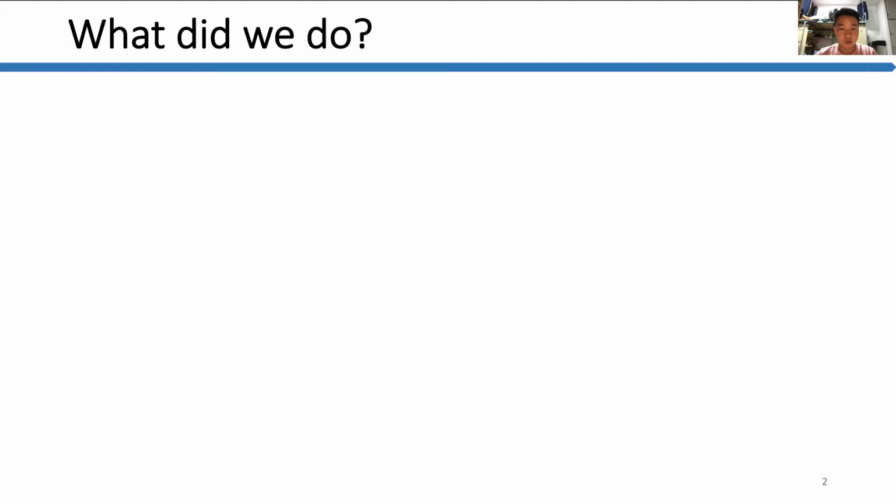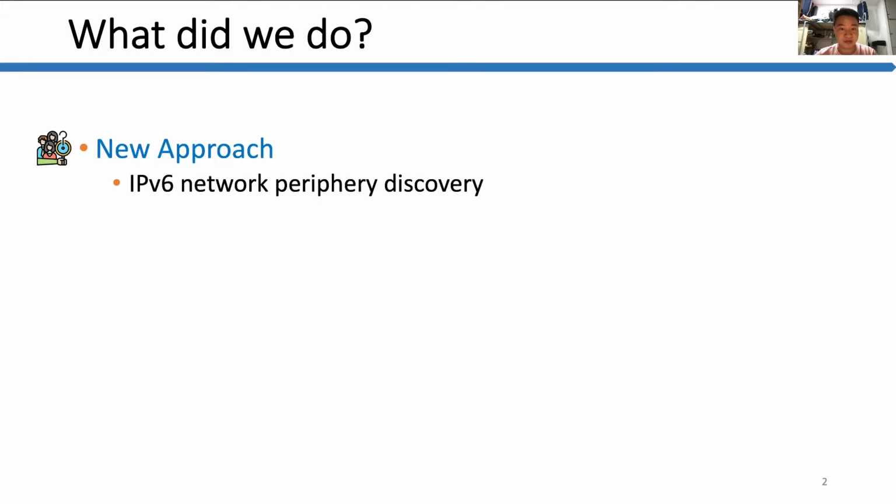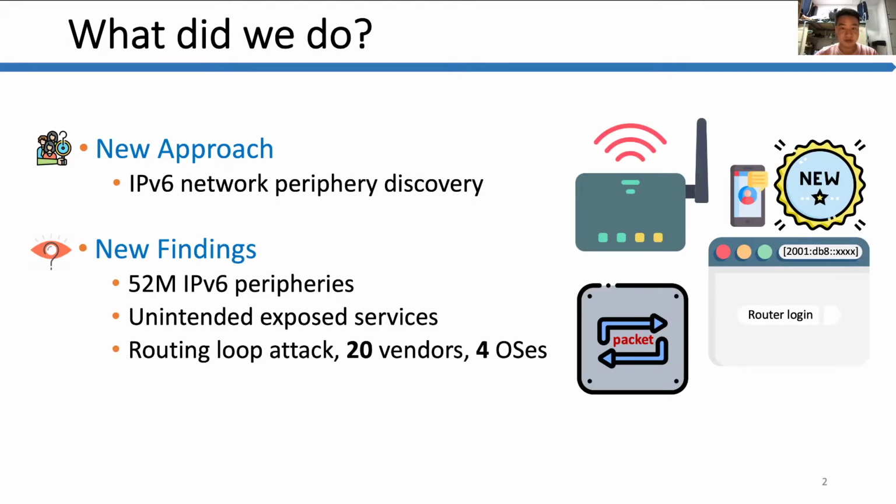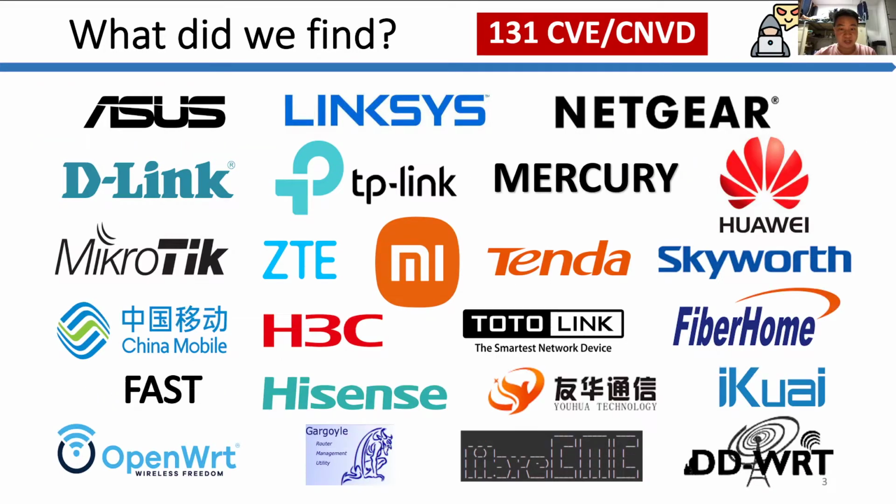In this paper, we introduce a fast IPv6 network periphery discovery approach. Using this approach, we find 52 million IPv6 peripheries, and many of them expose unintended services to the Internet. Besides, we present a routing loop attack, which affects at least 20 router vendors and 4 router OSs. And we received 131 vulnerability numbers.